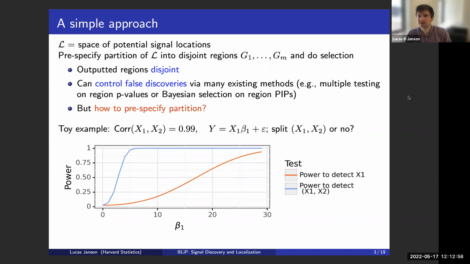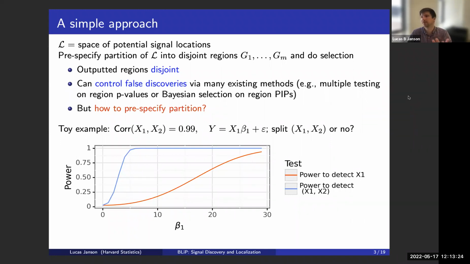Yes, question from David. Can you clarify, when you say power to detect x1 or x1, x2, do you mean that in the regression problem you would say that either x1 or x2 is the regressor? Exactly. We would detect the region and say our conclusion is that at least one of these is a true discovery, but we don't know which one. Possibly both. Yeah, exactly.